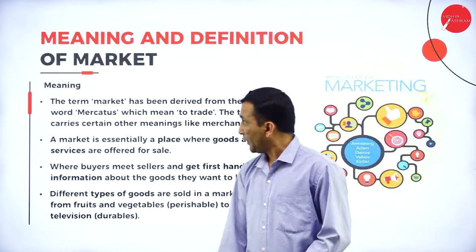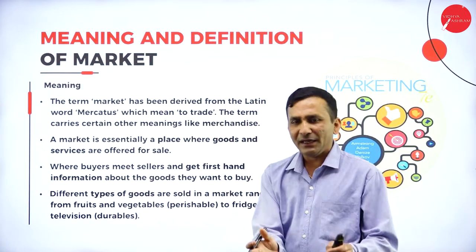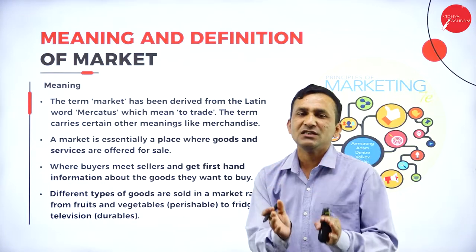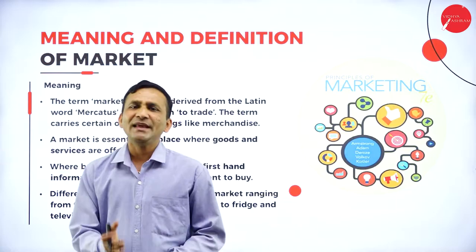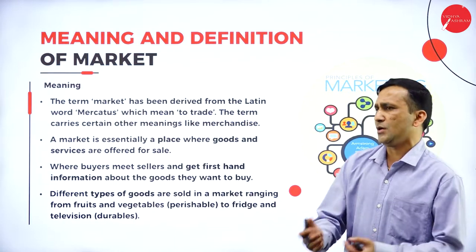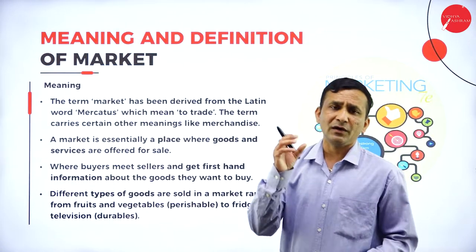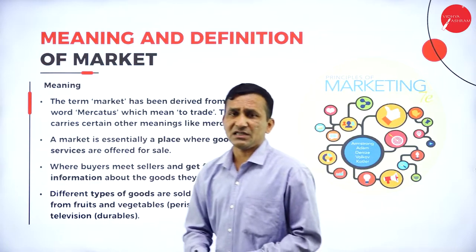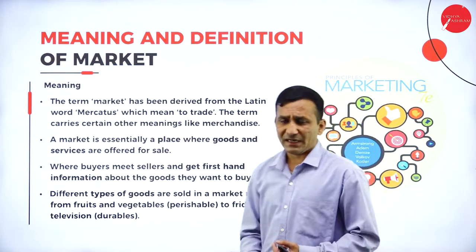Moving forward, what exactly is a market? Market means where the buyer and seller meet at one specific place. Why are they meeting? Because they are exchanging products or getting an offer. Whatever products the seller offers to customers or consumers, they get with the help of markets.